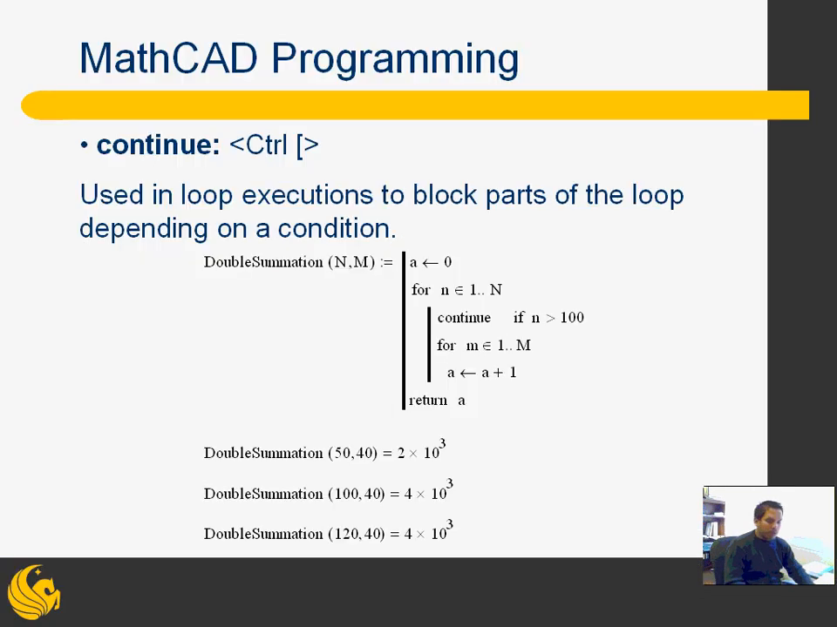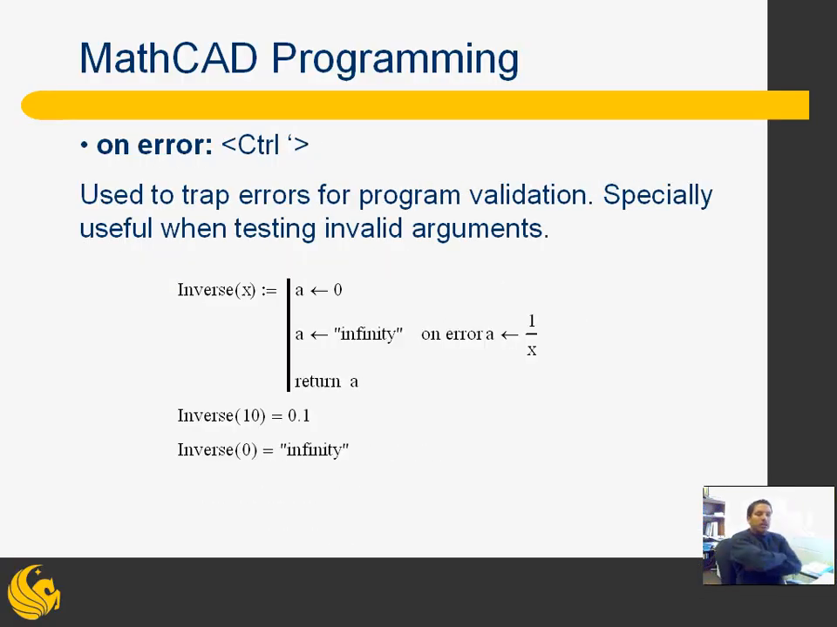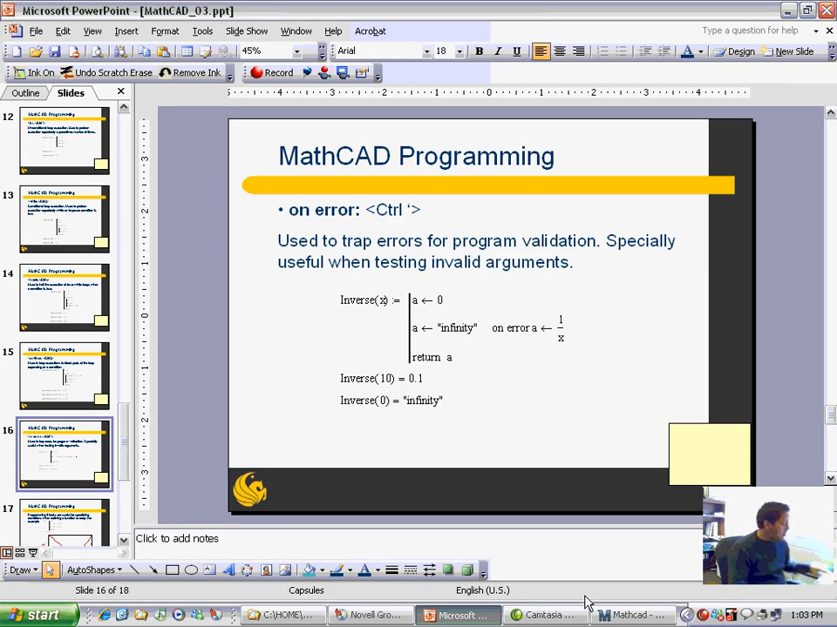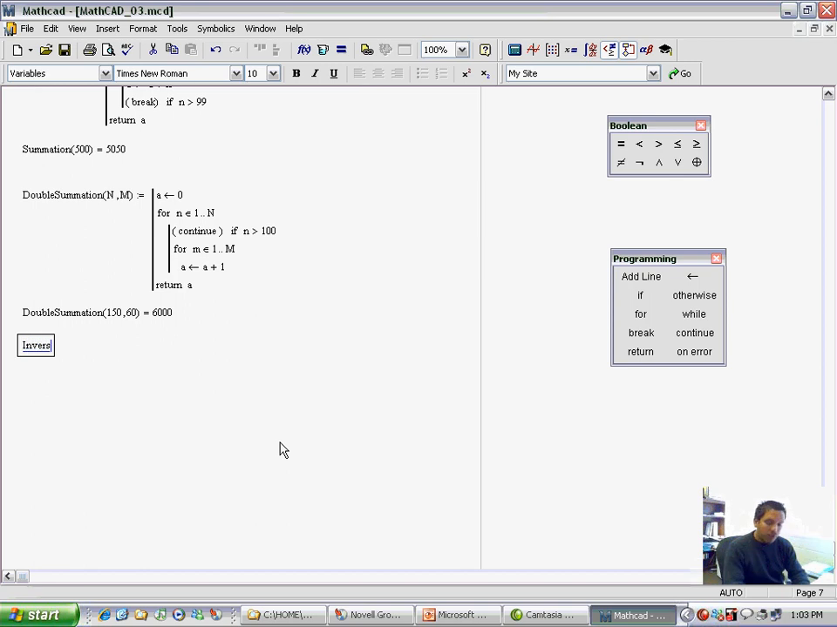Alright, so let's go back to the presentation. And the last statement on this programming toolbar is the OnError. The OnError statement is actually used for programming validation, to actually trap errors. Okay, let's say, for example, that we want to program a function called inverse of x, which is 1 over x. Okay, that's the inverse of x. Nothing wrong with that. Inverse of 10 should be 0.1. Okay, perfect. How about the inverse of 0?